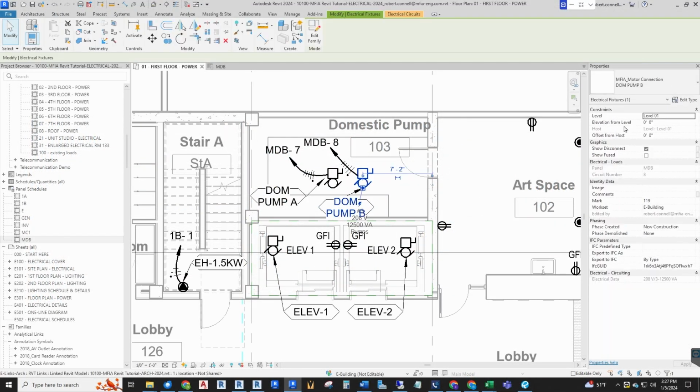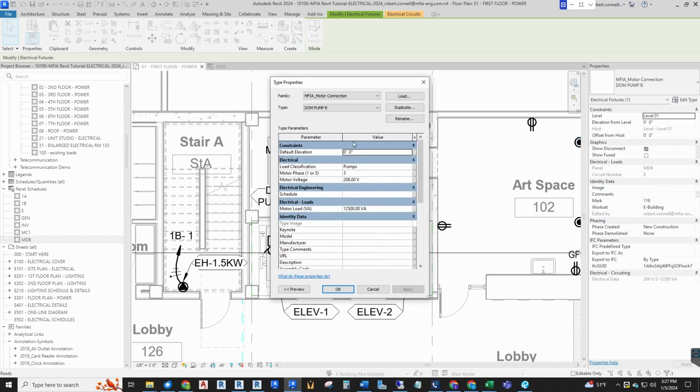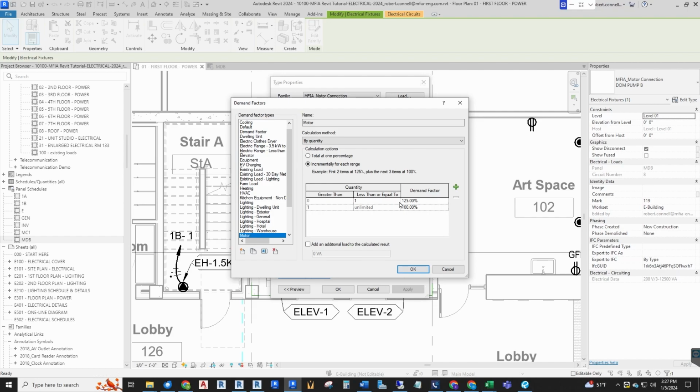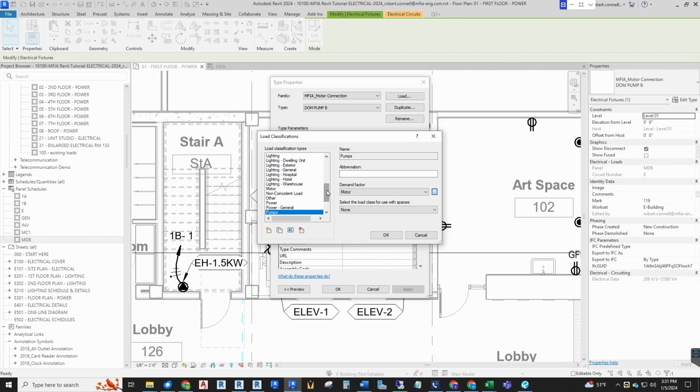So let's take a look at the load classification of this domestic pump. We have it set up right now as the pump's load classification. Let's take a look at that. You dig down and the pump's load classification is using a motor demand factor, which takes 125% of the largest and 100% of the rest. Standard motor calculation. What we can do is create a non-coincident load classification with a non-coincident demand factor that we can assign to one of our pumps that effectively reduces the load down to zero just by changing the load classification. So let's create a load classification for non-coincident loads and then an associated demand factor for non-coincident load.